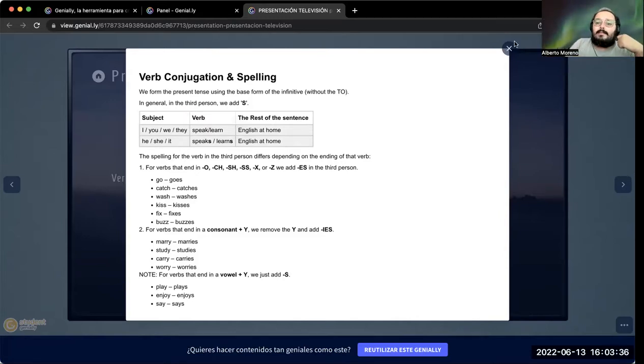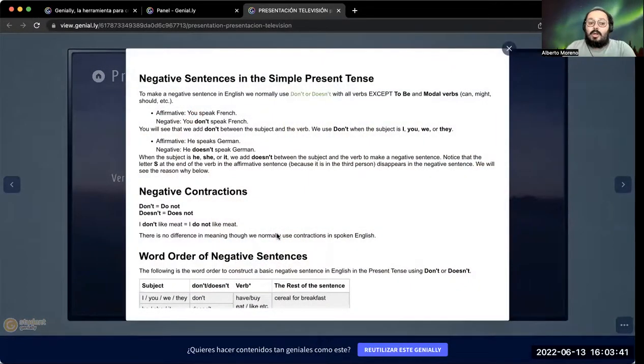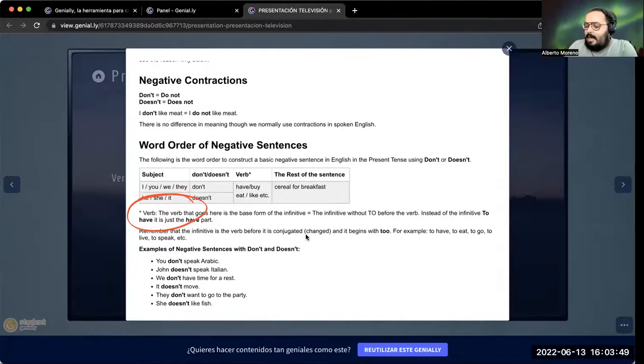La estructura negativa, aquí ya entra algo más en juego, que es el uso de los auxiliares. La estructura negativa sí necesita de estos auxiliares. ¿Por qué? Bueno, porque son los que nos van a ayudar a convertirla en negativa. Si no los tenemos, no lo podemos convertir. Y la estructura quedaría sujeto, más el auxiliar don't or doesn't, más el verbo, más el complemento.